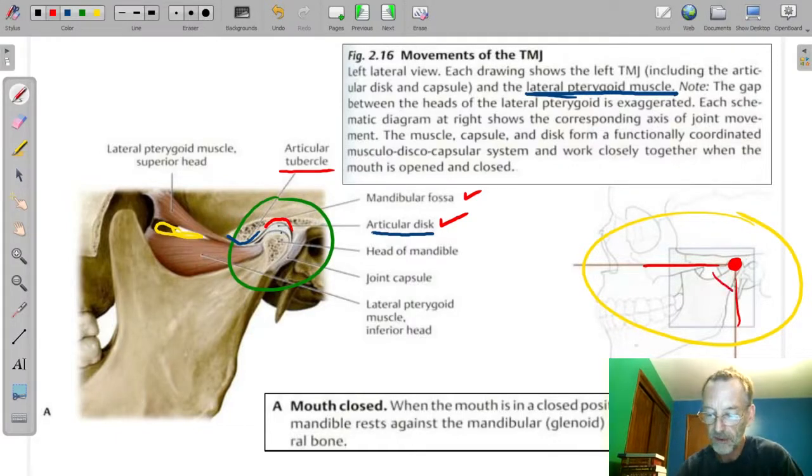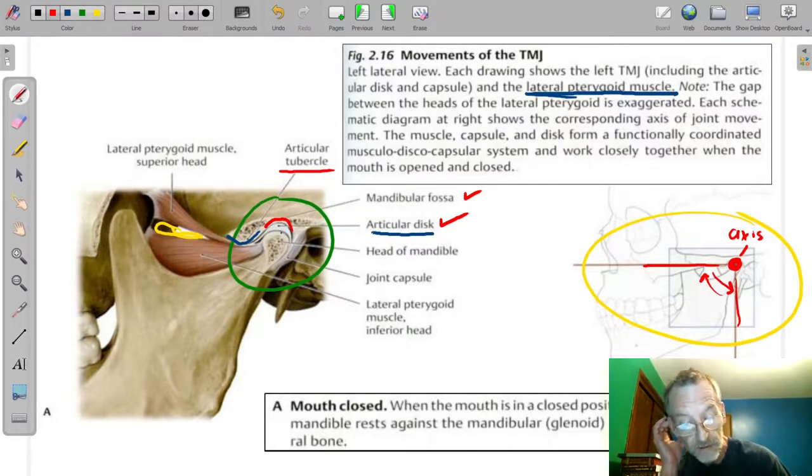And this can move. It's on a pivot. So this is the axis of rotation. And it's pretty much running from ear to ear, going transversely, imagining it going transversely through the head. Okay? And the mandible is on this hinge, and it's going to go up and down, and it's going to pivot along that axis of rotation.